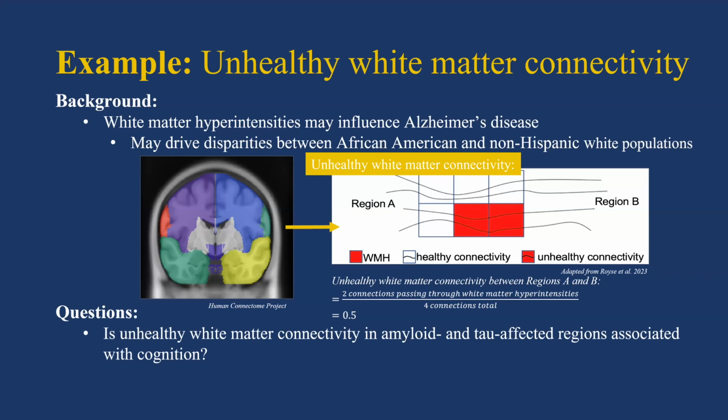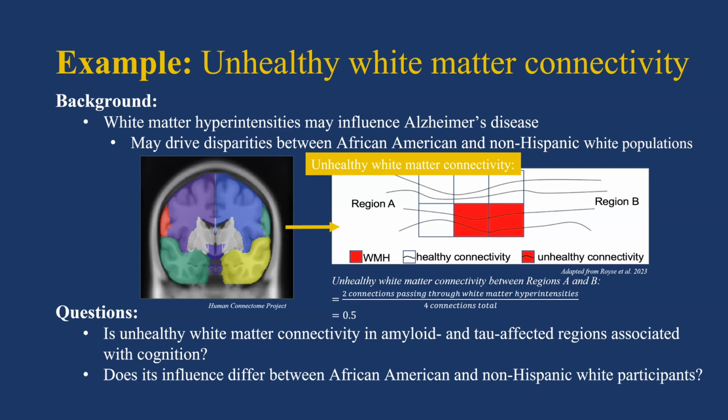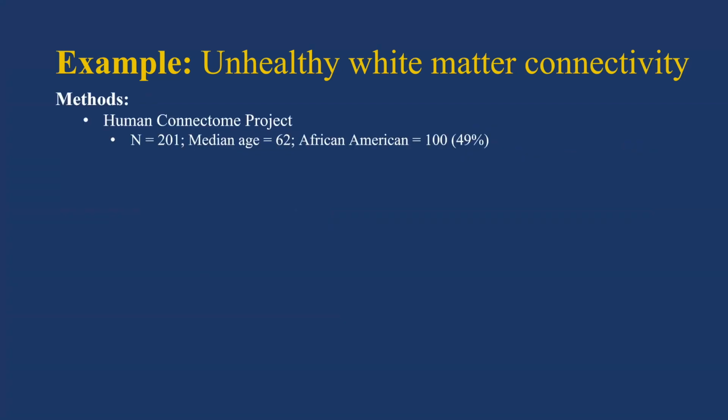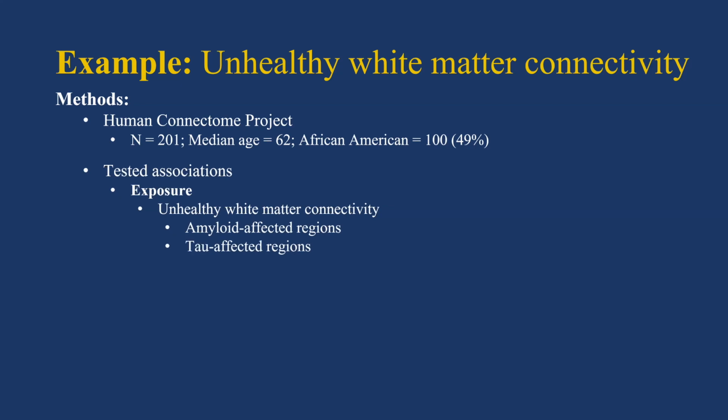So using this method, we wanted to know, is unhealthy white matter connectivity in amyloid and tau affected regions associated with cognition, and does its influence differ between African American and non-Hispanic white participants? To answer this, we used cross-sectional data from the Human Connectome project, and we derived unhealthy white matter connectivity between each pair of brain regions affected by amyloid and each pair affected by tau. And then we tested associations between each of these variables with cognition operationalized here as MoCA score.